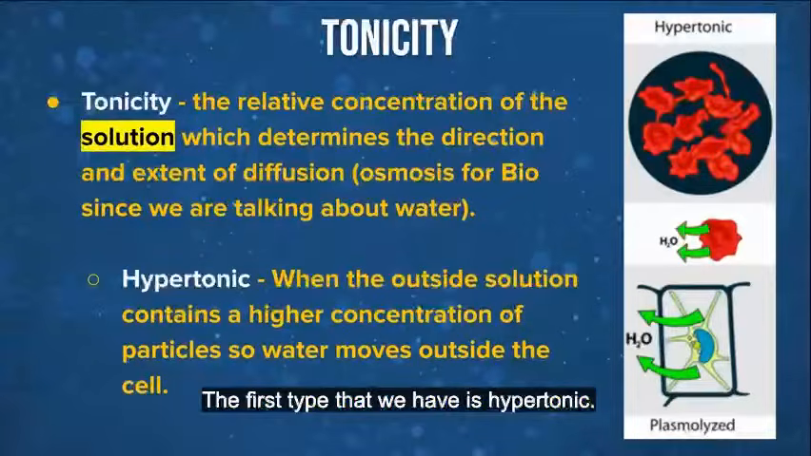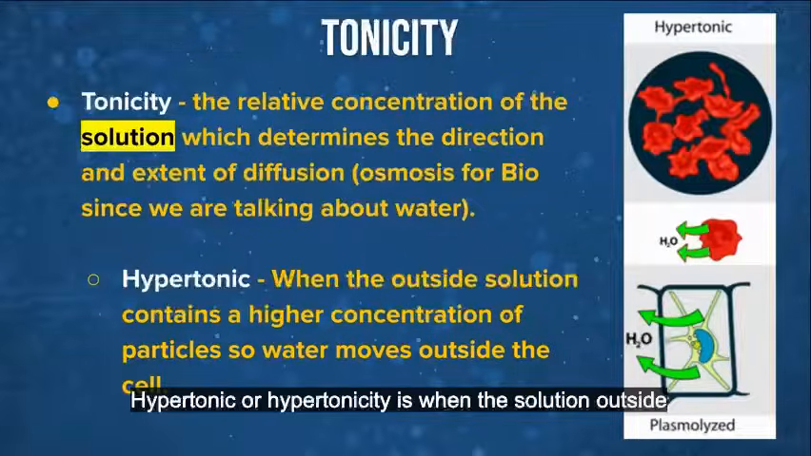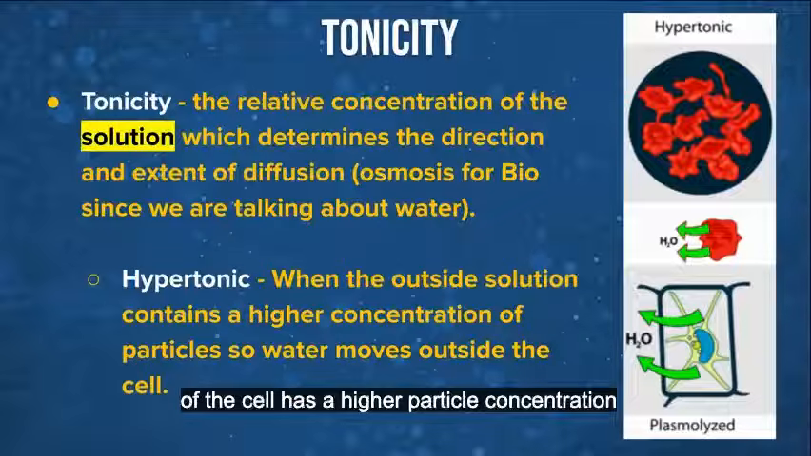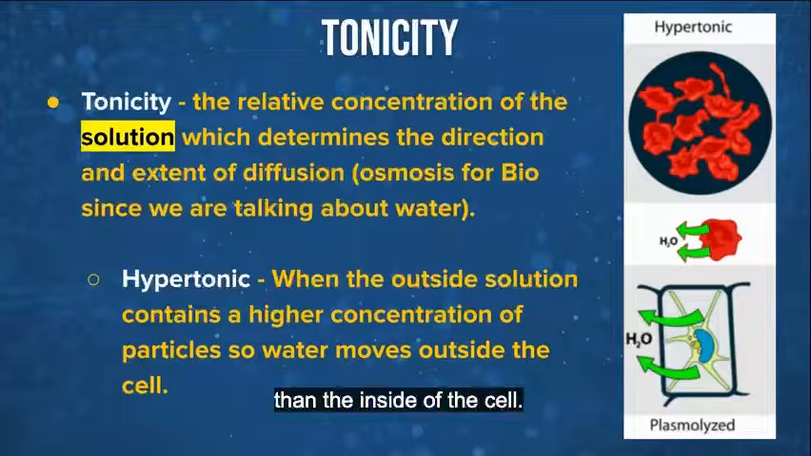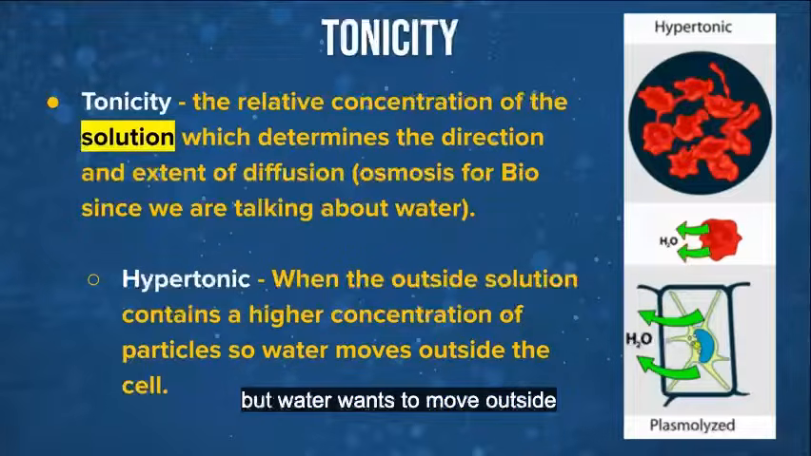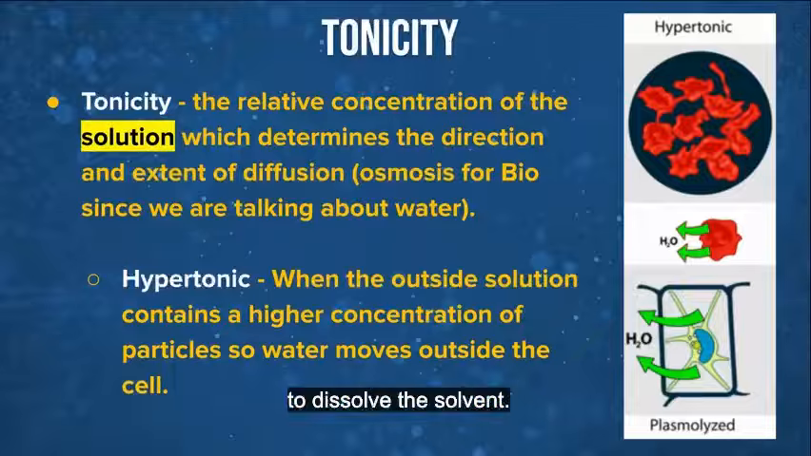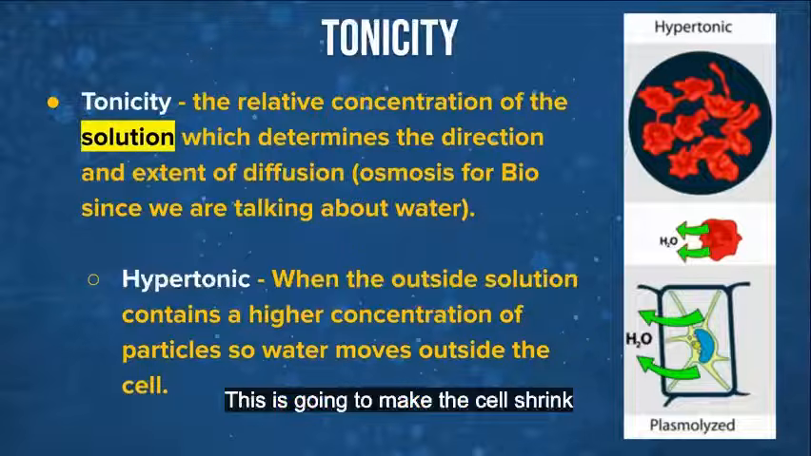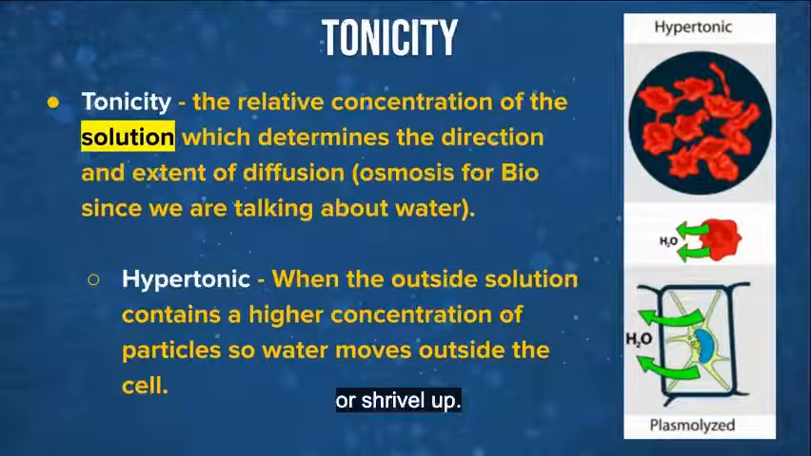The first type that we have is hypertonic. Hypertonic, or hypertonicity, is when the solution outside of the cell has a higher particle concentration than the inside of the cell. There's more water on the inside of the cell, but water wants to move outside to dilute the solvent. This is going to make the cell shrink or shrivel up.